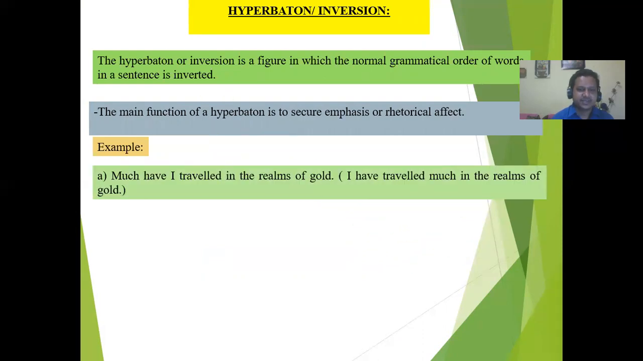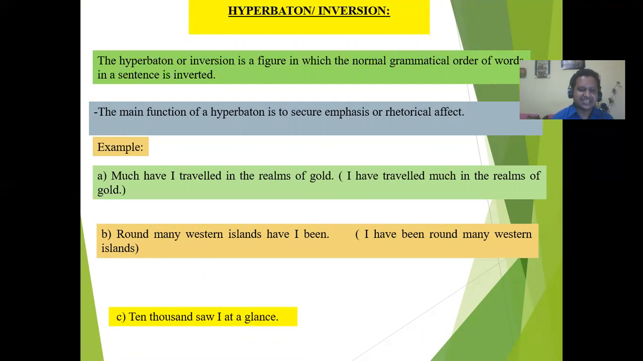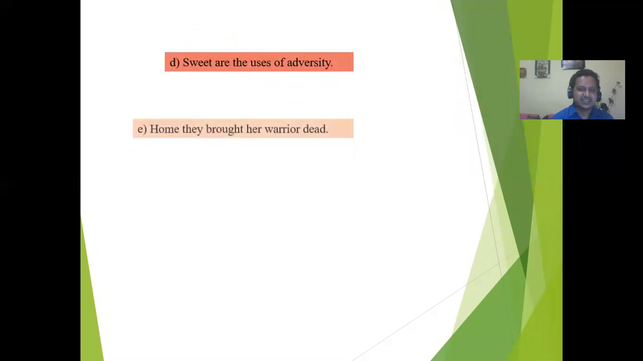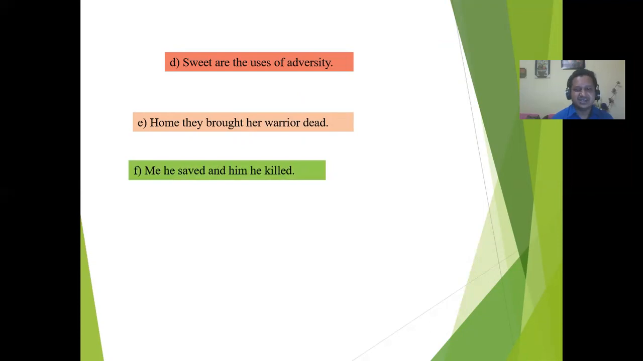Example: "Much have I traveled in the realms of gold." Normal grammatical order of words is inverted here. It would have been, "I have traveled much in the realms of gold." "Round many western islands have I been." "Ten thousand saw I at a glance." "Sweet are the uses of adversity." "Whom they brought are warriors dead." "Me he saved and him he killed." So in all these lines we find the normal grammatical order of words inverted. So these are the examples of hyperbaton or inversion.